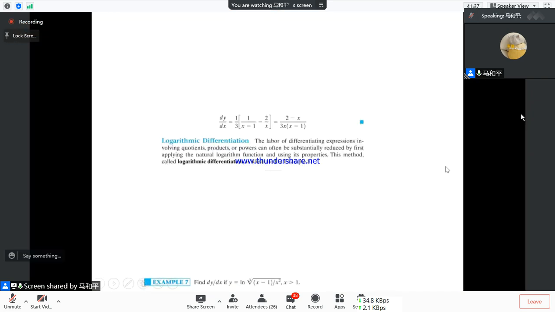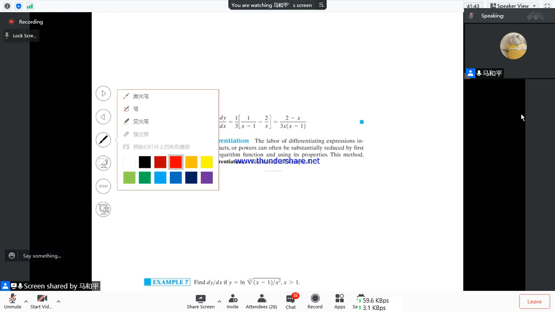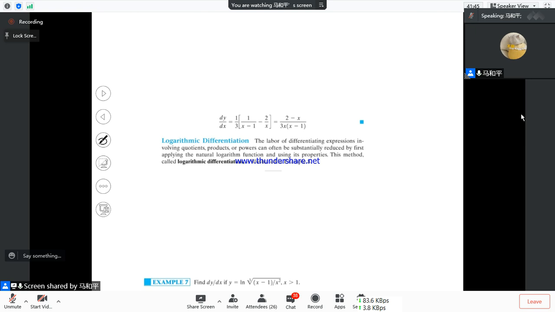Here, this is dy over dx, right? y is ln of the cube root of (x minus 1) over x squared, where x is greater than 1, and we want to find dy over dx.